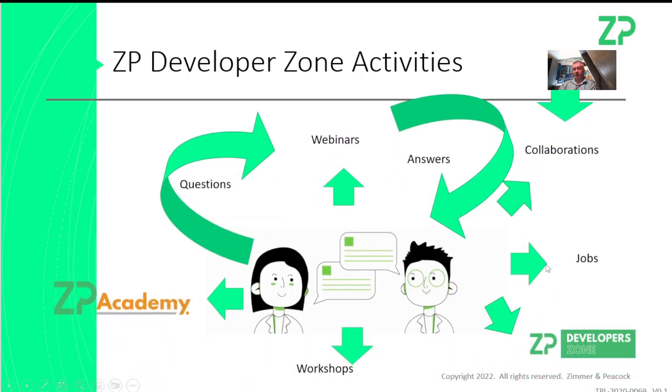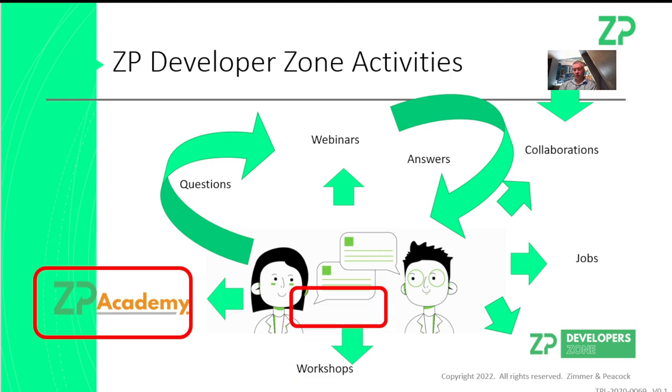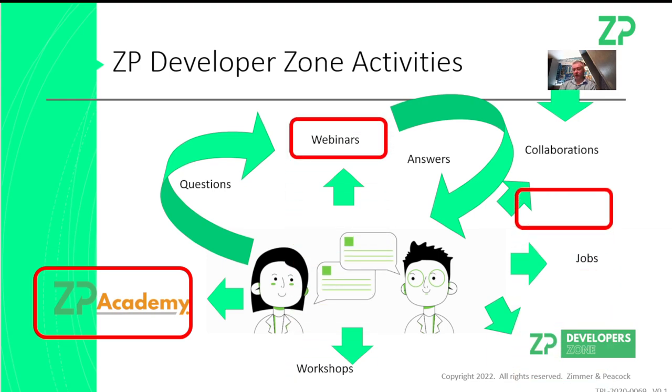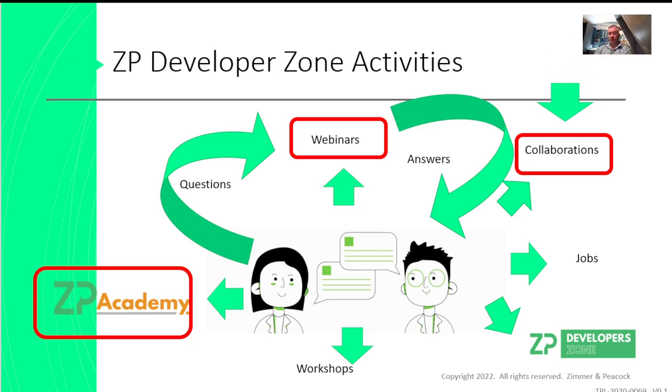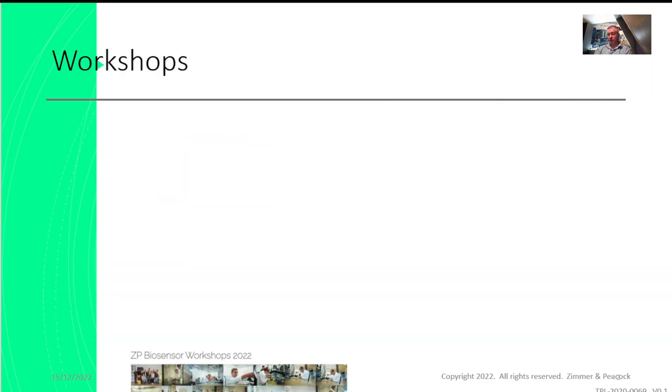The first thing is that obviously we have our ZP Academy, so if you have technical questions around electrochemistry, don't forget to look at that. We have these webinars every Thursday. We do have collaborations. Now these collaborations are sort of, people reach out to us for collaborations. They're strictly speaking with academia. We have different engagements with commercial. We obviously promote jobs, and we also have our developer zone, and we have our workshops.